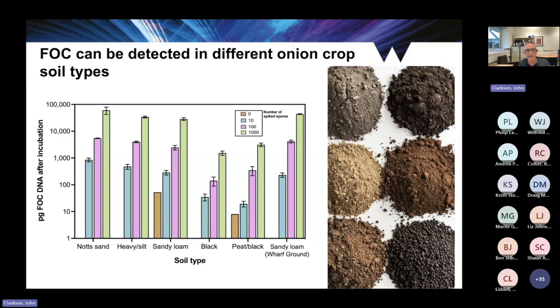We then tested this in different soils that onions might be grown in. You can see different soils along the bottom of this graph, and again, these columns represent different numbers of spores spiked into these different soils. So you can see a nice dose response. You also might notice that the black soils or the peat soils give slightly reduced signal. Those soils are well known to potentially inhibit PCR reactions, but in this case it's not too bad. We can still detect the pathogen quite well.